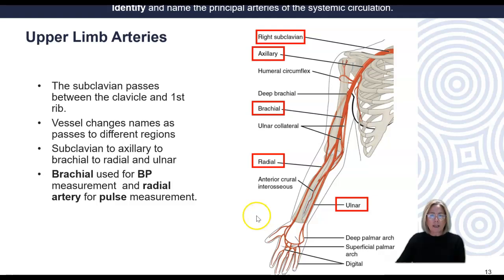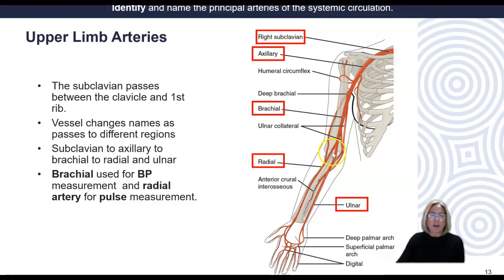So there are three major arteries of the upper limb, and these are the right and left subclavian, which gives way then to the axillary artery. And then we have the brachial artery, which is an extension of the axillary artery. The subclavian passes between the clavicle and the first rib, so it's located deep to the clavicle, and that's where it gets its name from. The axillary artery is located in the axilla, and the brachial artery then is located in the arm itself.